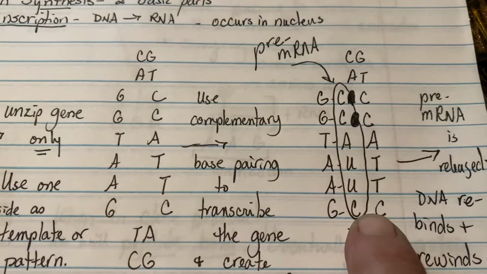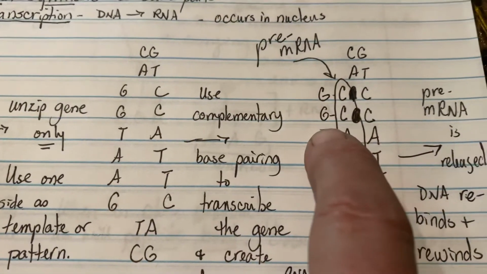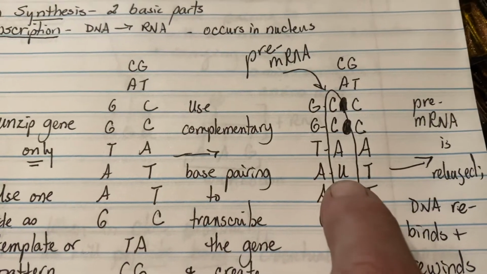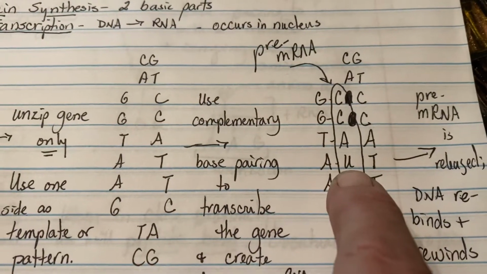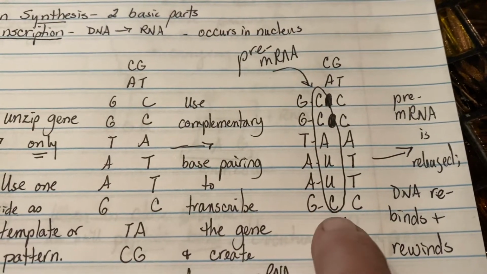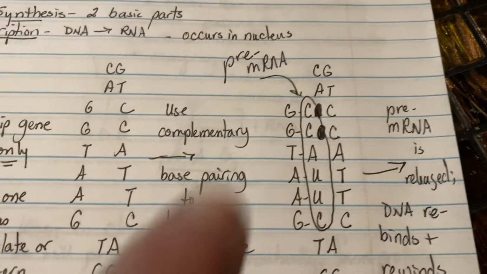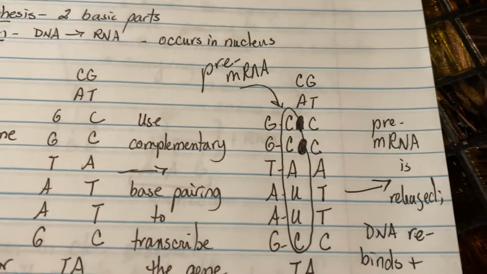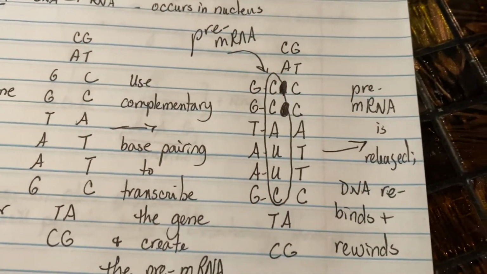So notice, complementary base pairing says G will go with C. Remember, we're creating a strand of RNA. G will go with C, T with A, A with U. Remember, in RNA, there is uracil, not thymine. A with U, G with C. And so this little strand right here is what we call pre-messenger RNA.